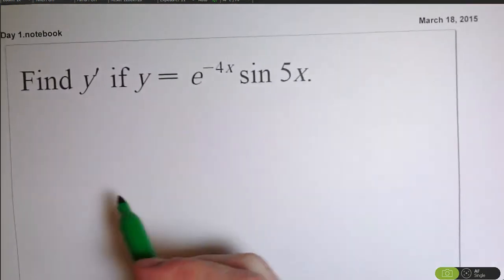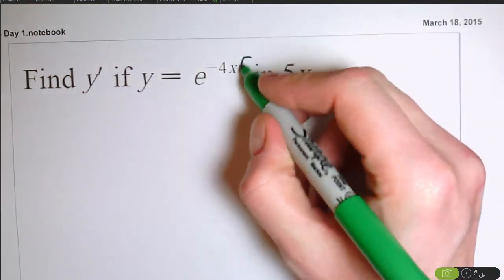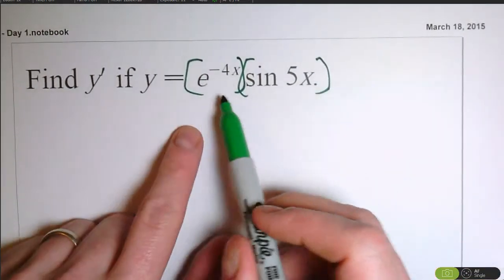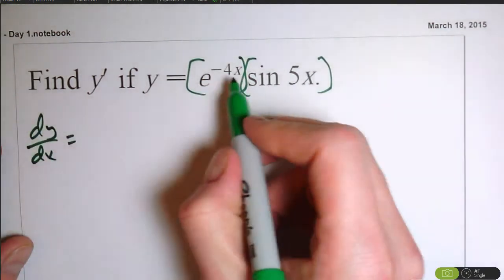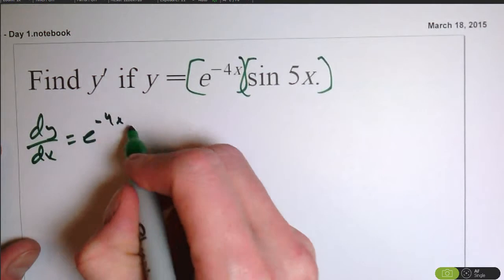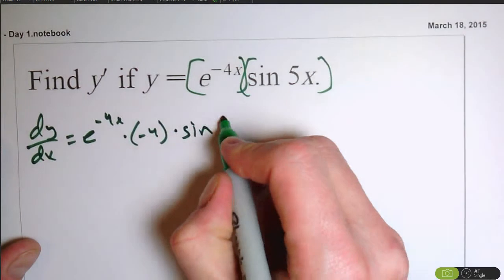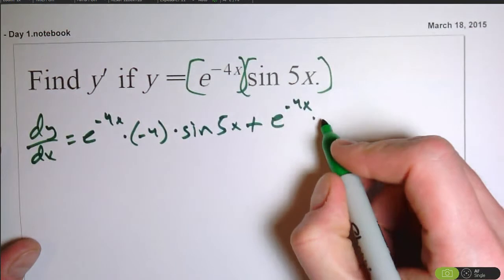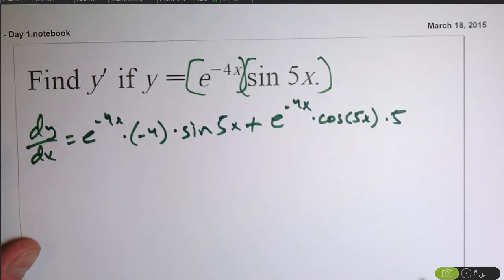All right, next derivative. Okay, find y prime if y equals e to the negative 4x times sine of 5x. So we have here for us a product rule. So dy/dx is going to be derivative of the first, which is e to the negative 4x times the derivative of the exponent, which is negative 4, times sine of 5x, plus, first leave it alone, times the derivative of the second, which is cosine of 5x, times the derivative of the inside, which is 5. And then we'll just clean this guy up.